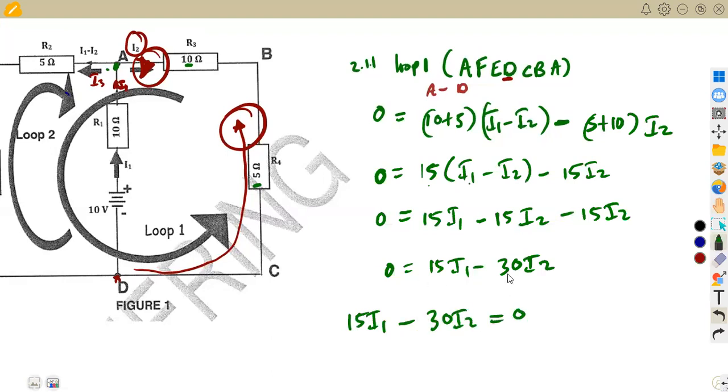So here we haven't changed anything. We just took what we had on the right-hand side, we wrote it on the side, and this on the other side. So we are not changing any sign. So this is the equation that we're going to have.